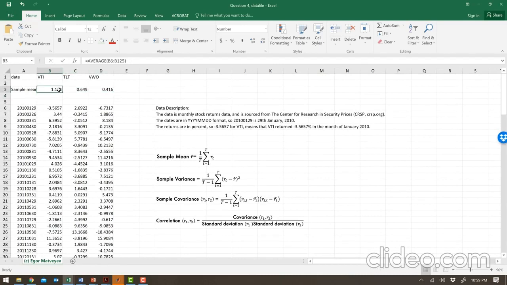So here we can see the following. The average monthly return on the US entire stock market on this ETF is 1.12% per month during this time period.